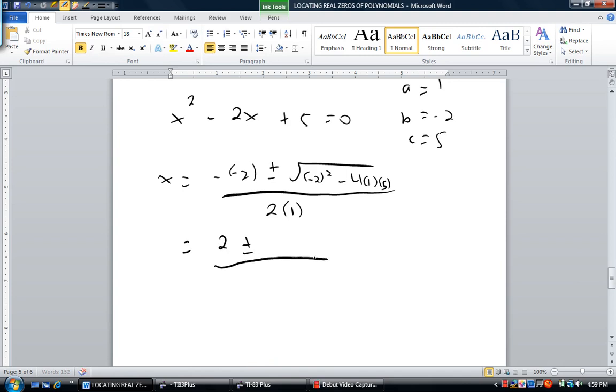I always do the bottom next. That's a 2. Then just clean up inside the radical. That's called a discriminant, by the way. Negative 2 squared is 4. 4 times 1 times 5 is 20. We get 2 plus or minus the square root of 4 minus 20, which is negative 16, over 2.